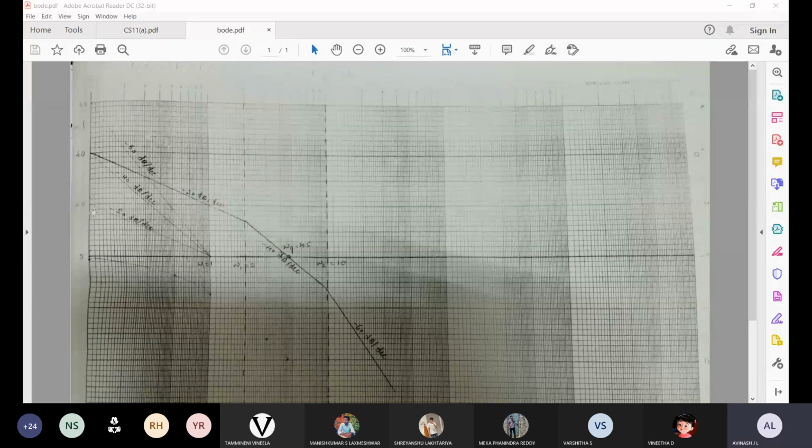So have you all taken these three slopes: minus 20 dB per decade, minus 40 dB, minus 60 dB? See, this is the initialization process I'm telling. So the exact graph will start later.